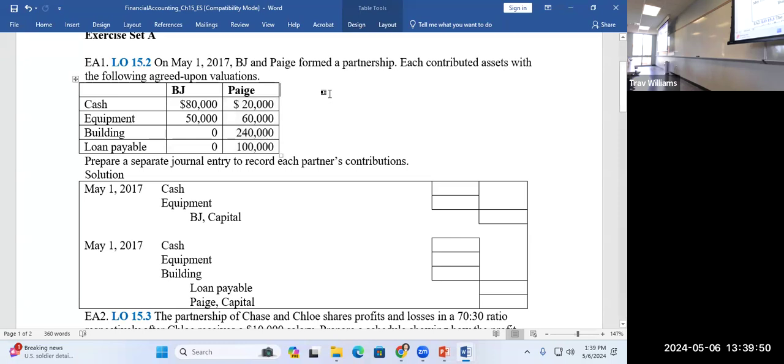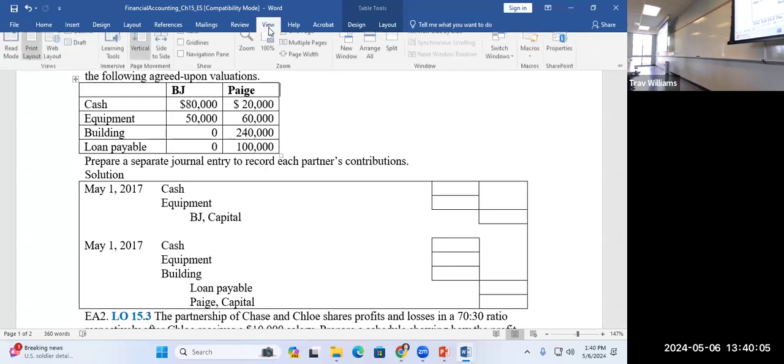So we have to think, how do we journalize these two? Okay, so go ahead and fill in the numbers. Again, make sure your debits equal your credits. Any questions? All right, I'm going to give you a couple minutes to work on that.